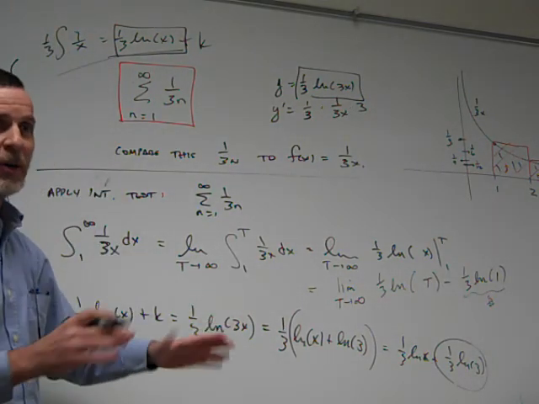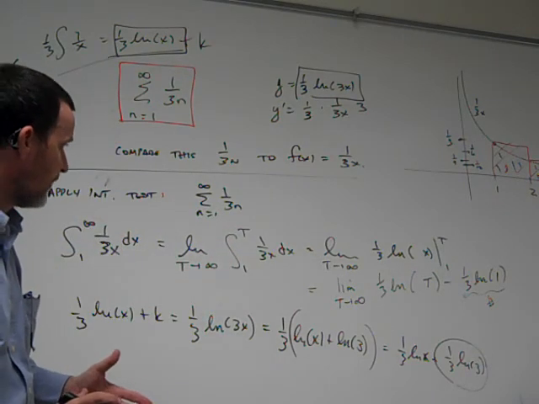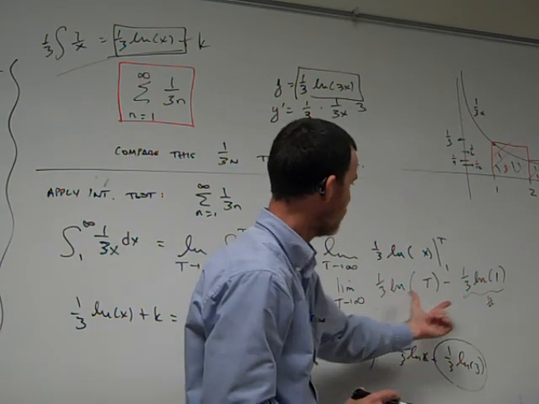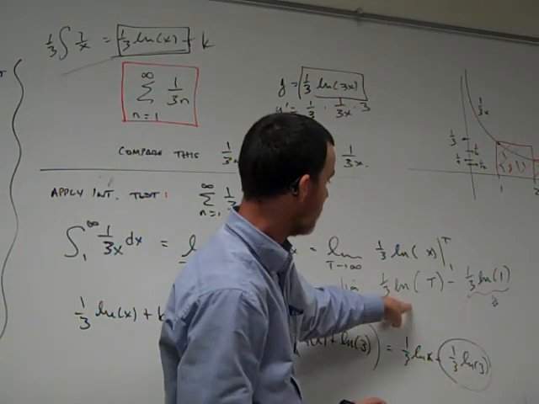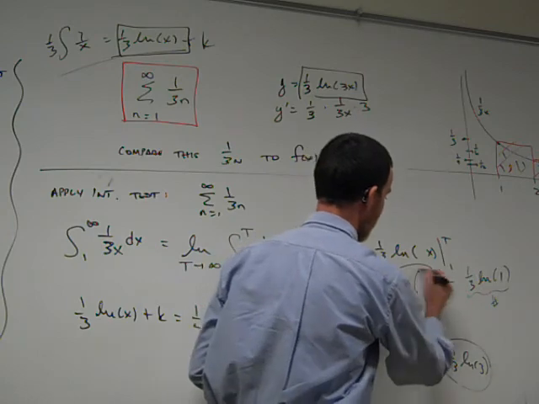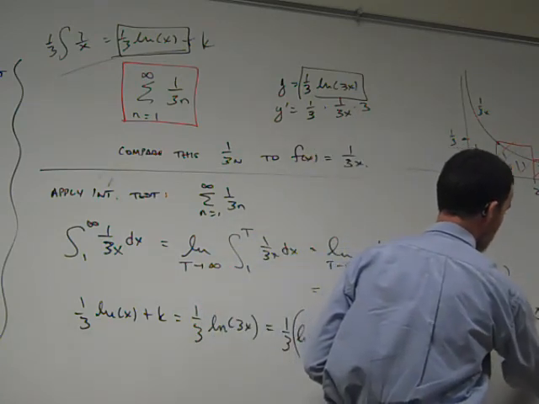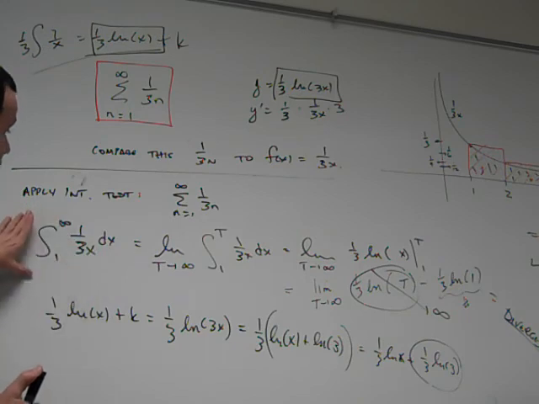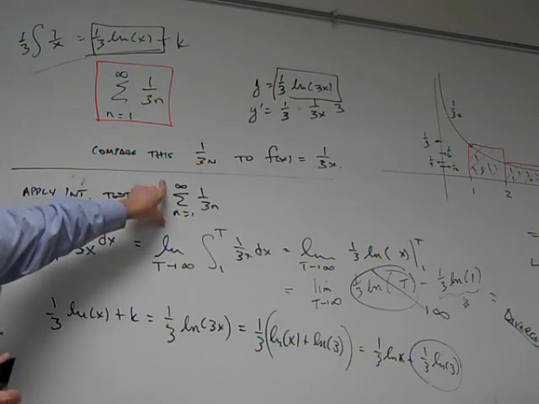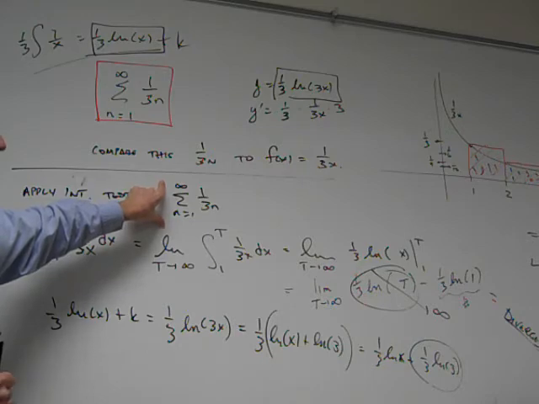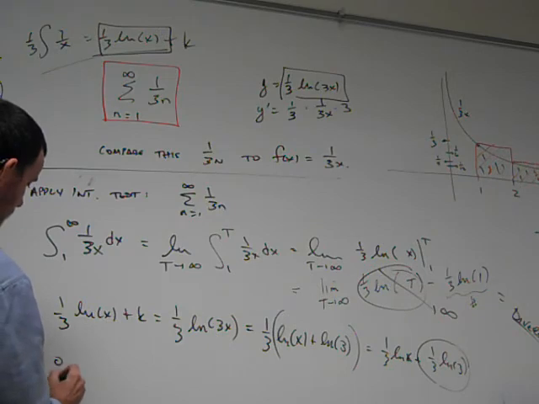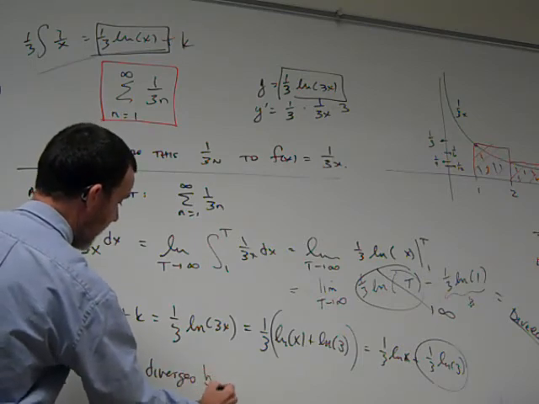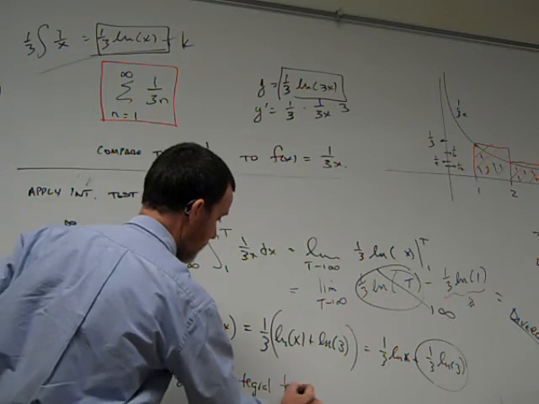Anyway, that's an aside. Apparently Joseph and I can both integrate. That's the good news. So we'll stick with his, since his was simpler: 1/3 natural log of x. We plug them both in. Now the limit as t goes to infinity of the natural log of t goes to infinity, so this whole thing diverges. So this integral does not exist, so this series does not converge. The series diverges as well. So we conclude the sum from n equals 1 to infinity of 1 over 3n diverges by the integral test.